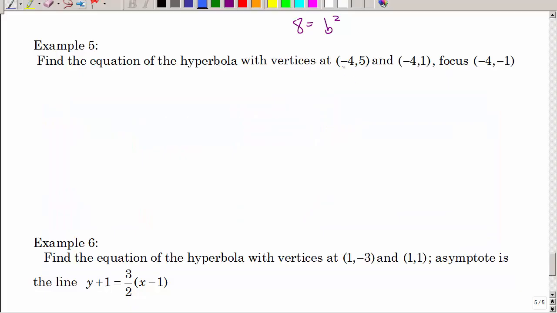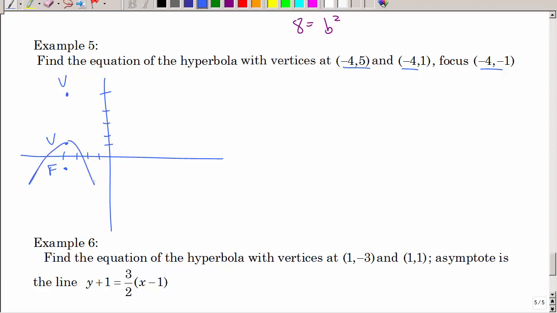Let's look at this one. So they give me 2 vertices and a focus this time. So we have -4 and up 1, 2, 3, 4, 5. That's 1 vertex. And -4, 1. That's another vertex. And that's my focus. So it kind of hugs my focus.